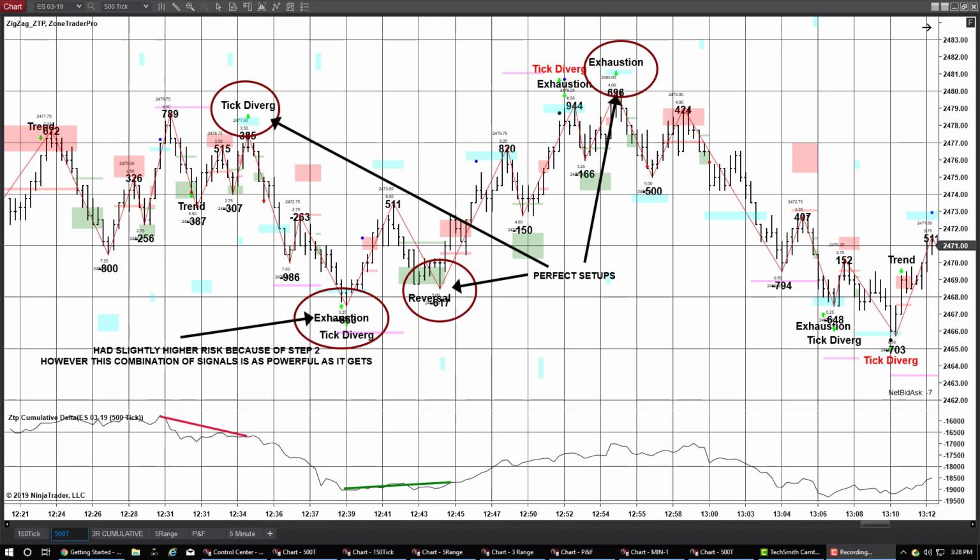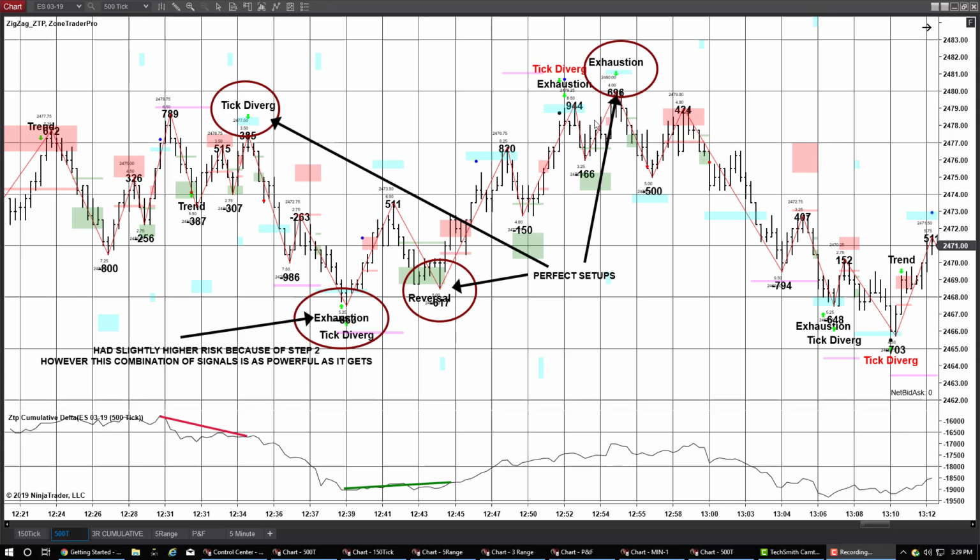Now let's look at the charts that we're going to be using in the order that we're going to be using them. What we are going to look at first is the 500 tick chart. On the 500 tick chart, I've marked that 3 trades represented perfect setups and a 4th trade that had a slightly higher risk. So let's look at these 4 trades in the order that they occurred. The first is a tick divergence trade.